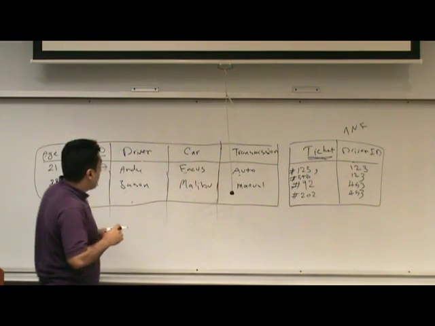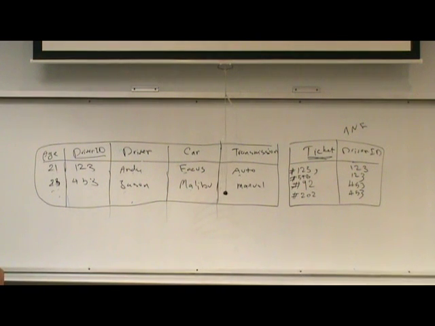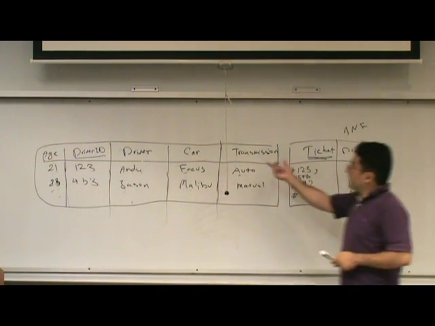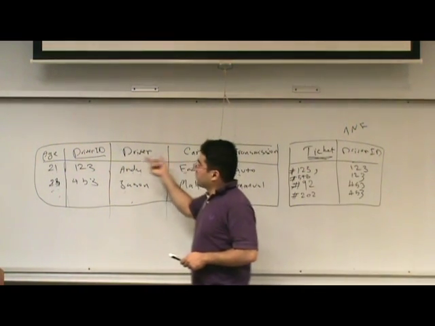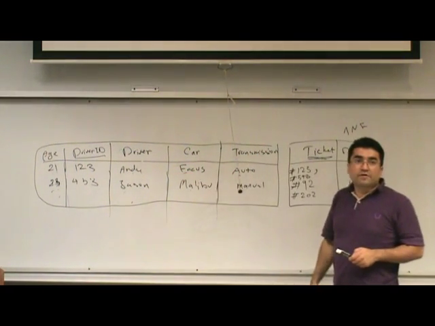Okay. Now this is second normal form. Is it third normal form or not? This is not third normal form. Why? The car has to be separate. Yes, because transmission depends on the car. Car depends on the driver ID. Therefore, transmission is not directly depending on driver ID.